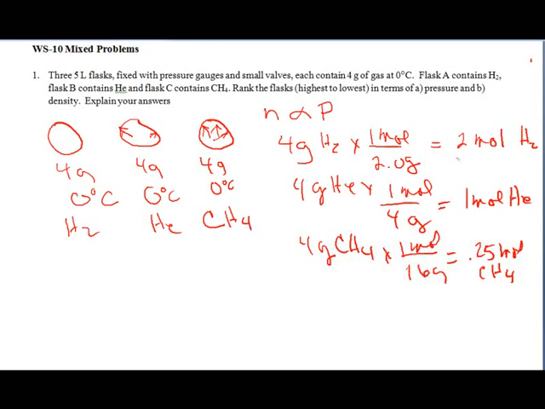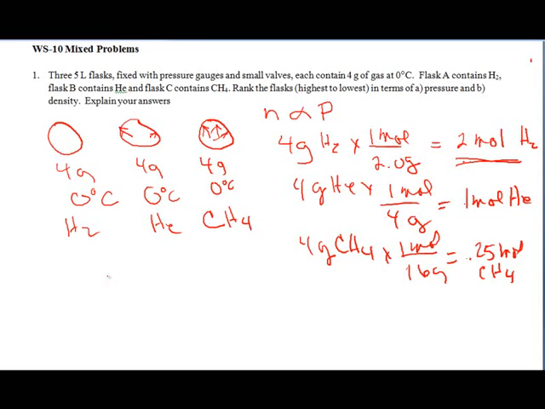So I'm going to have the most particles of hydrogen, so I'm going to have more collisions, twice as many collisions with hydrogen as I have with helium, and 4 times more with helium than I do with methane. So the highest pressure is going to be from hydrogen, then helium, and then methane.